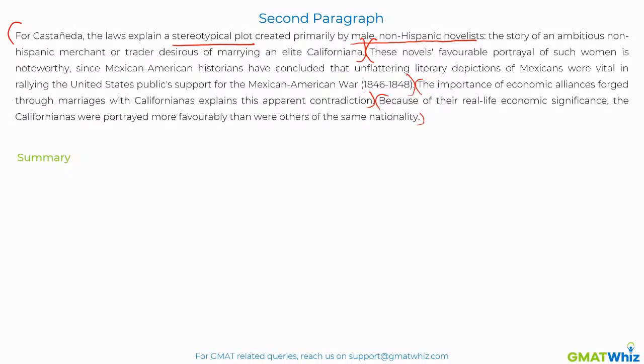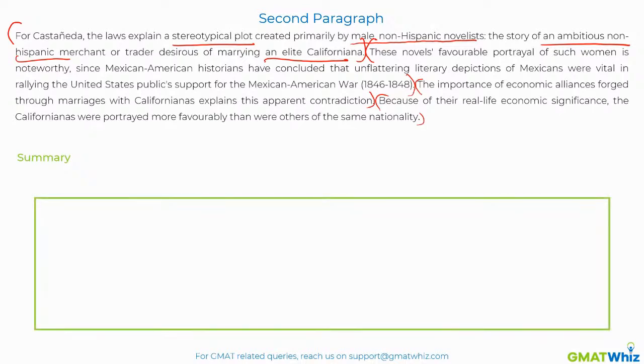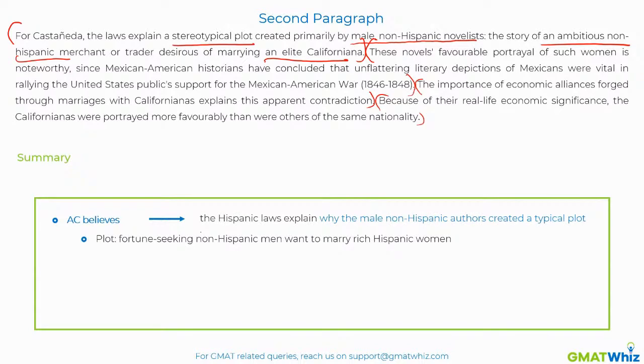So what did they write? Let's see. What was the plot these people created? This plot is your typical Bollywood plot. You have an ambitious non-Hispanic merchant, meaning an ambitious non-Mexican man, who wants to marry an elite Californiana. Elite Californiana is the rich Mexican woman who is protected by the Hispanic law. Okay, so the first line is telling us about the typical plot. Fortune seeking, ambitious non-Hispanic men want to marry rich Hispanic women.